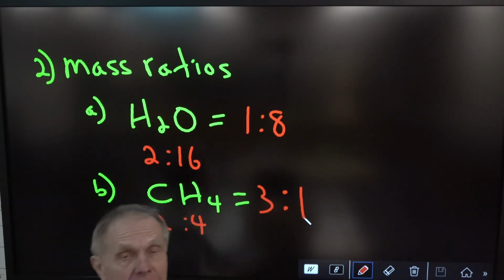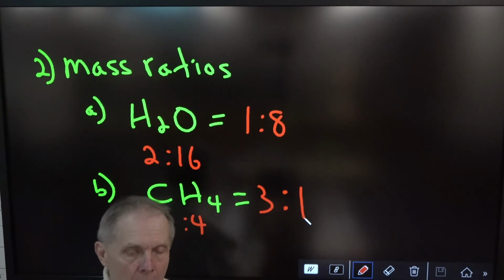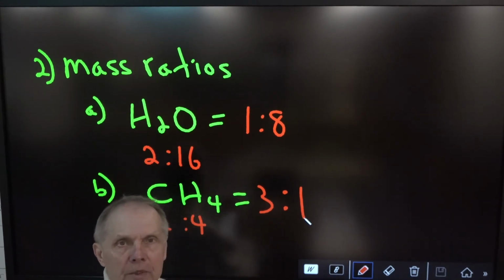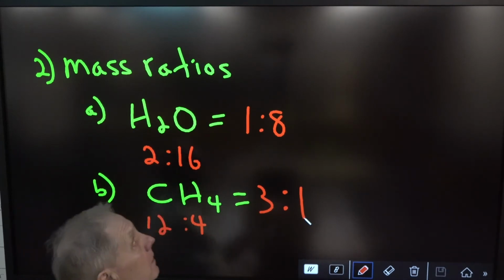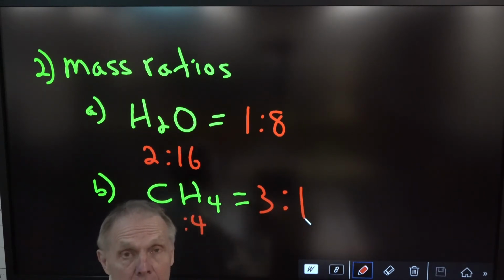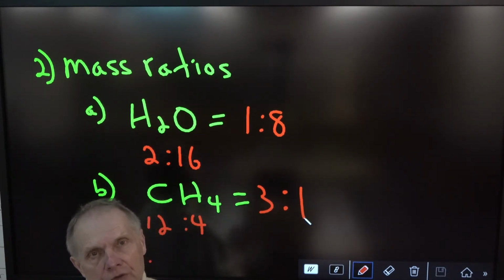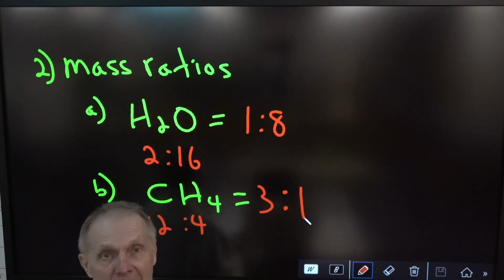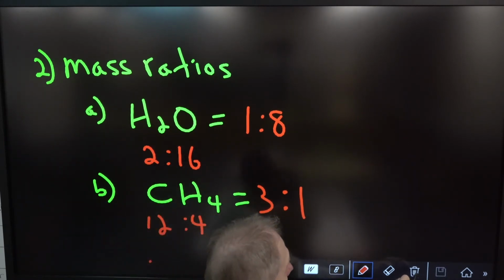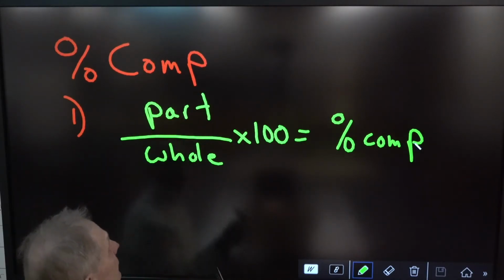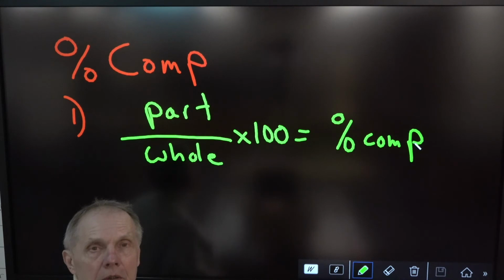Those are 2 very, very easy things. So, we have gone over empirical formulas, molecular formulas, density, volume ratios and mass ratios. The final thing we're going to go over is percent composition. And this is a pretty easy one. The formula is really easy. It's just part over whole times 100.